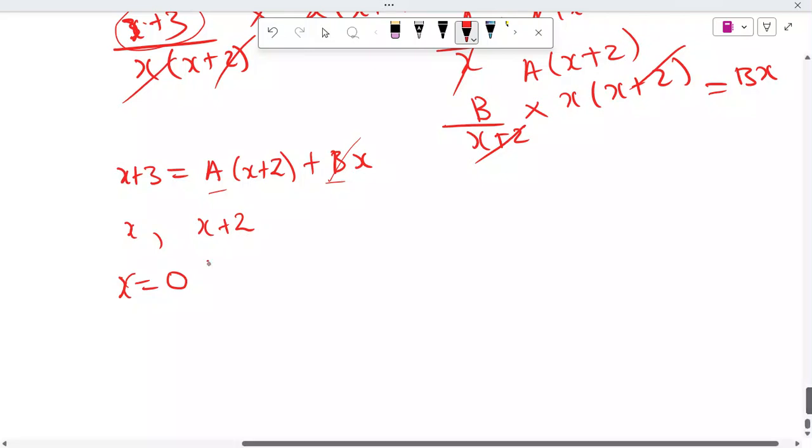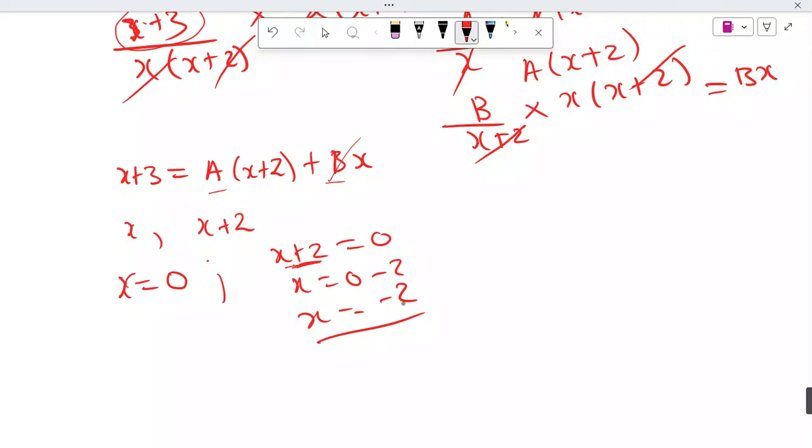The same applies. You take this one, x plus 2, and set it equal to 0. It will be x equals 0 minus 2, so x equals negative 2. So where is this coming from? A times (x plus 2). When we bring in negative 2, we know this one will be 0. So we just substitute here and here, and so for B.